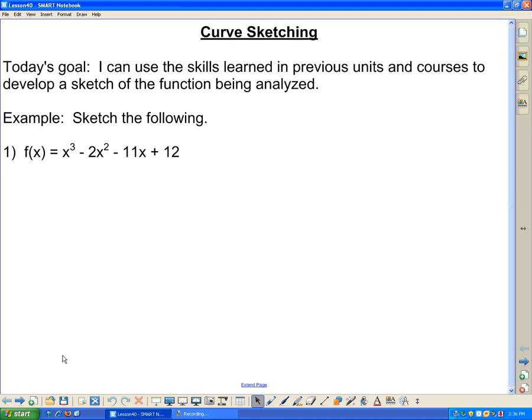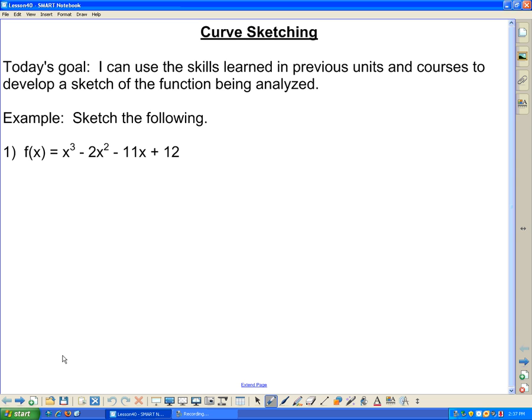I can use the skills learned in the previous units, and that's specifically Unit 3, and courses, which is grade 10 and grade 11, to develop a sketch of the following functions. So what we want to be able to do is accurately sketch this cubic. Everyone has a different starting point, and it doesn't really matter the order you find information.